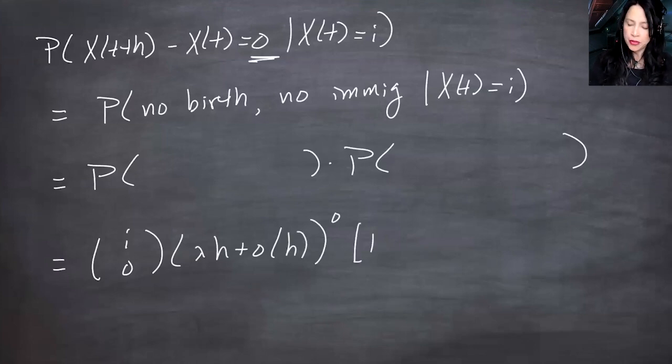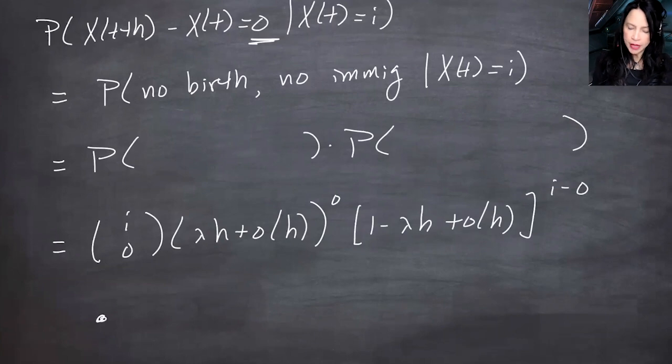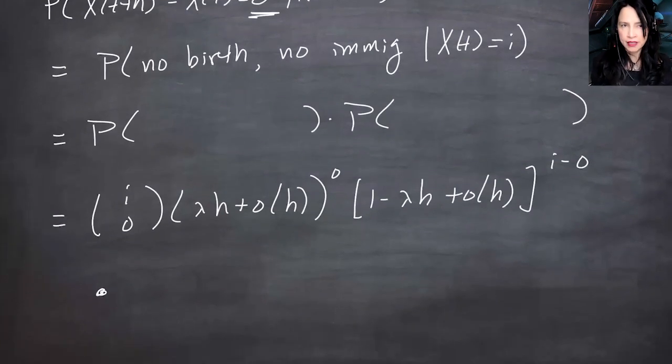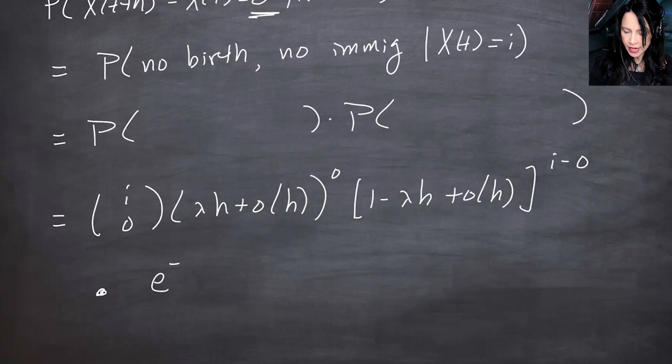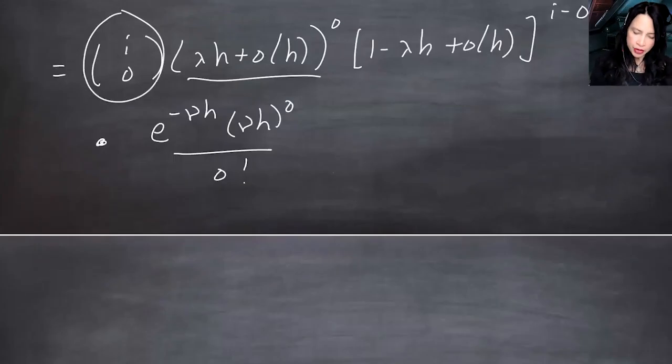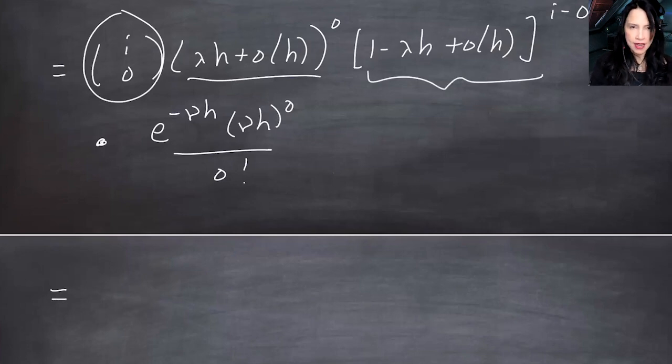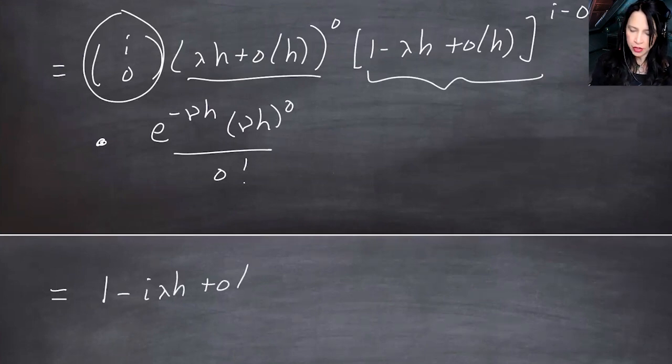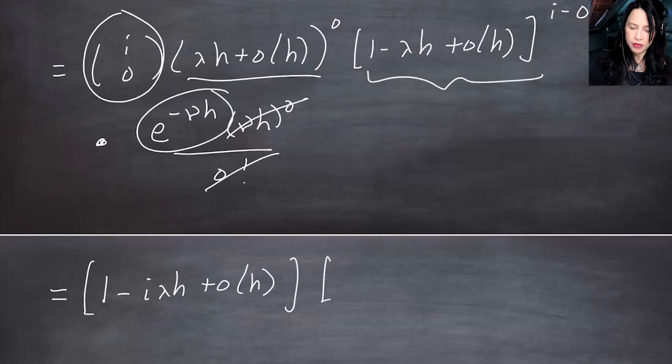We get that to the 0. The rest of the probability sits over here, and we get that to the I minus 0. And that gets multiplied by the probability of 0 immigrants. And the immigration is a Poisson process with rate nu, and the length of the interval is h. So this is e to the minus nu h times nu h to the 0 over 0 factorial. The I choose 0 is 1, this to the 0 power is 1. I'm going to simplify this next guy with the computation number 3 that we did. This is 1 minus I lambda h plus little o of h. And that gets multiplied by just the e term, which is equivalent to 1 minus nu h plus little o of h.